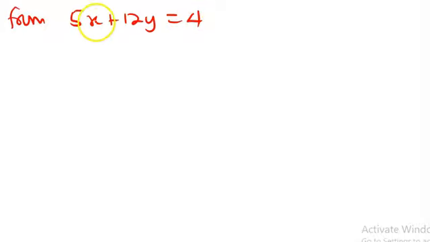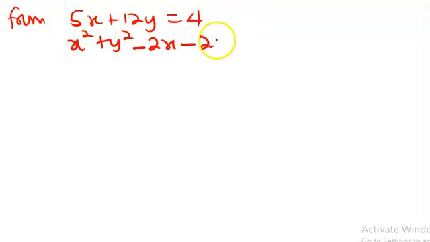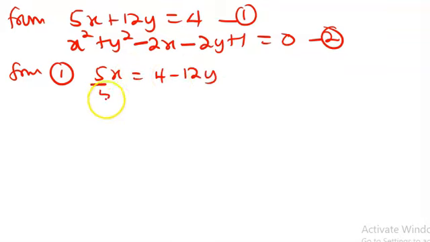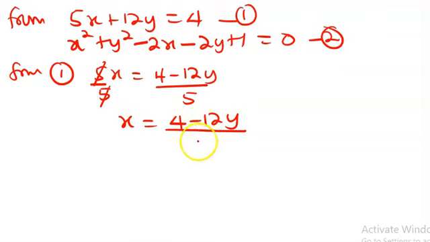So let's start. From the equation 5x plus 12y is equal to 4, you can make any of the variables the subject. And the circle is x squared plus y squared minus 2x minus 2y plus 1 is equal to 0. This is equation 1, this is equation 2. From equation 1, we can say that 5x is equal to 4 minus 12y. Divide both sides by 5. So our x is 4 minus 12y over 5. Then put this one in the circle. So wherever we see x, we put this whole expression there.